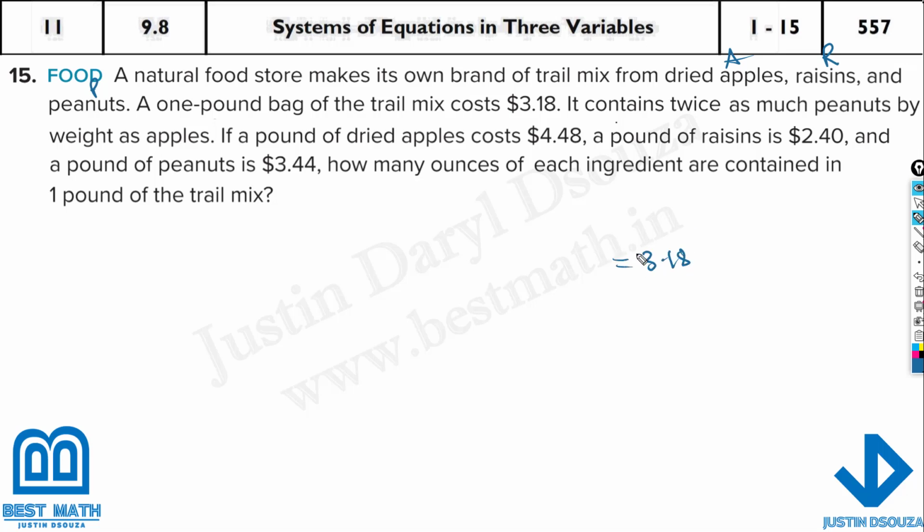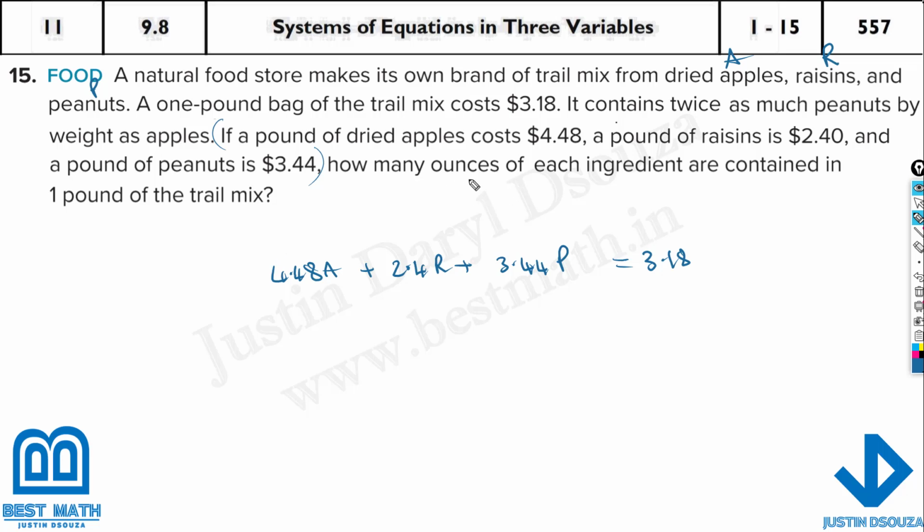Now here, there's a method to remember. They have told the total bag is 3.18, right? It's related to the cost, money. So what else money is given? Let's just jump over here first, and then I'll go to the other problem. If a pound of dried apples costs 4.48, that is 4.48 times apples plus 2.4 for raisins plus 3.44 for peanuts. That must be equal to 3.18.